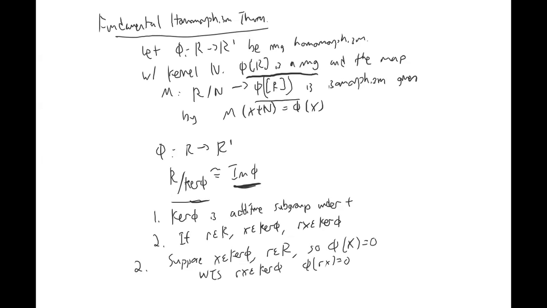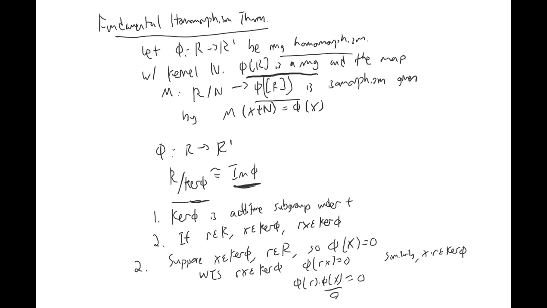Well, phi by assumption is a ring homomorphism, so this is phi of r times phi of x. Again, this is multiplication in R prime. And I know this is 0 because phi of x is 0, and anything times 0 is 0. So this shows it, and then similarly, we show the other way: x times r is in the kernel of phi.